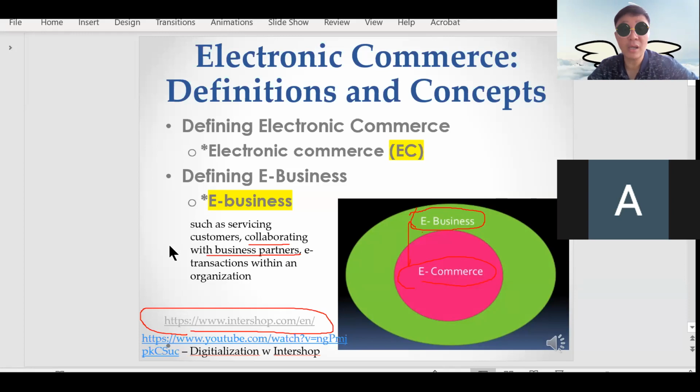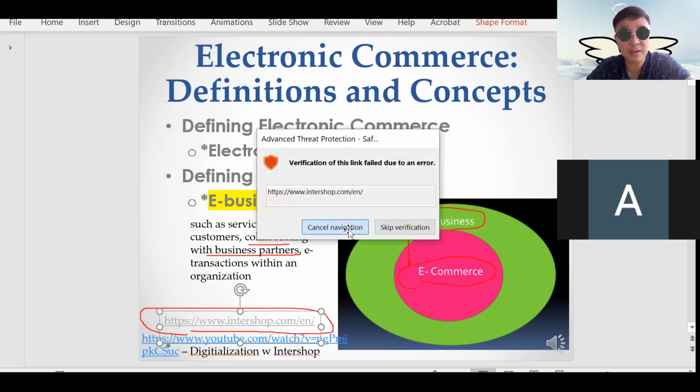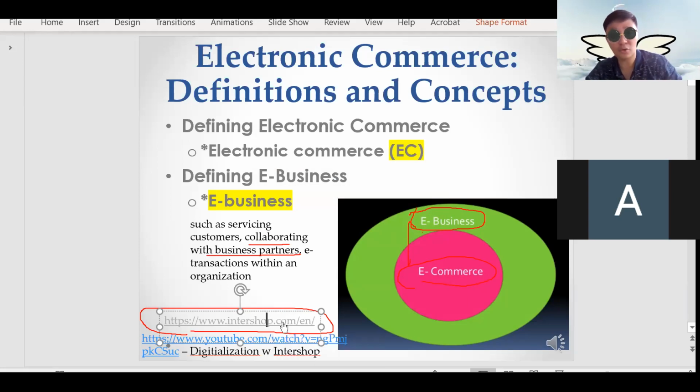As I mentioned, since the year 2000, I have already been exposed to some of these electronic commerce solutions, and one of them happened to be Intershop. So this is Intershop. Let's just check whether the link is on.